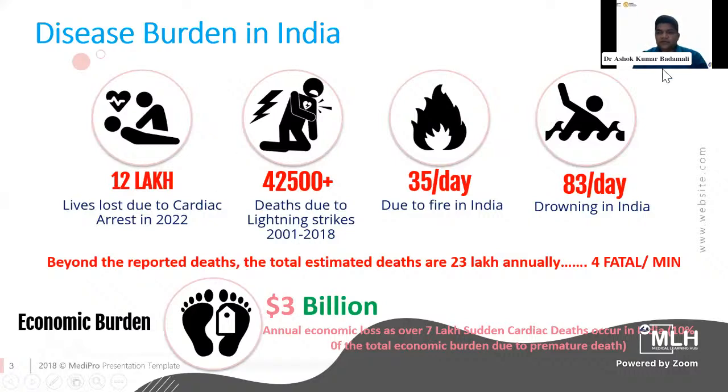If we look at the various causes of cardiac arrest, the most common in the last few years is around 12 lakh sudden cardiac deaths below 40 years of age. Then almost 2000 to 3000 deaths happen in India every year due to lightning or thunderstorm injury. 35 deaths are due to fire, of which around one third are from suffocation and cardiac arrest is the main cause of death in those situations. And 85 deaths happen every day due to drowning. It shows the spectrum of death contributed by cardiac events alone.